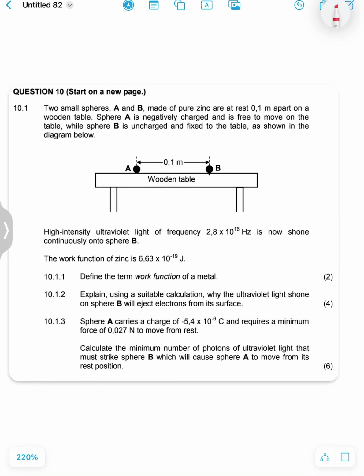Okay, in this video we're going to look at question 10. Question 10 is about the photoelectric effect.